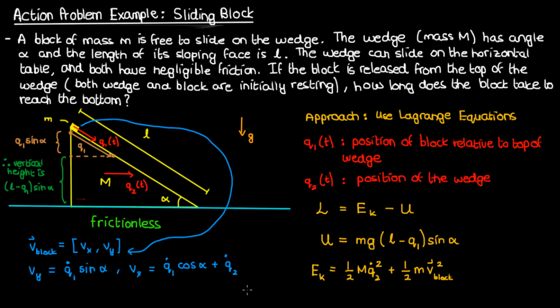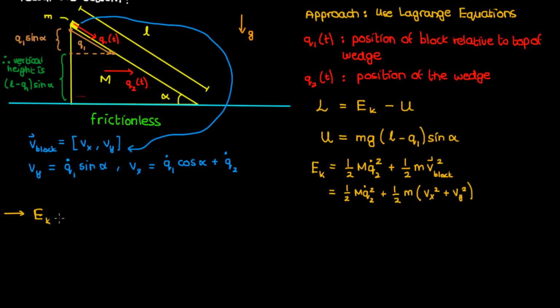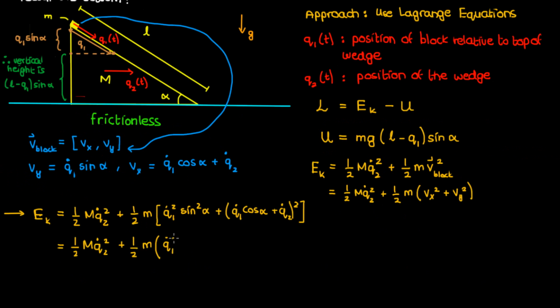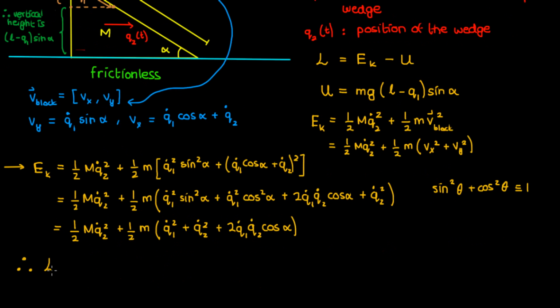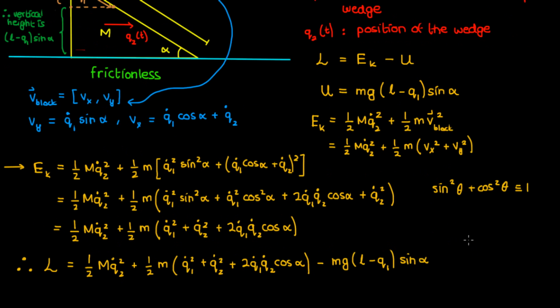So that means the total kinetic energy of the system is the following, and if we plug in the values for vx and vy, here's what we'll end up with. We can expand out the last term to get this expression, and then using the fact that sine squared plus cosine squared is 1, we can simplify our expression for total kinetic energy to finally get this. So now, after all this work, we have the final expression for the Lagrangian of our system.